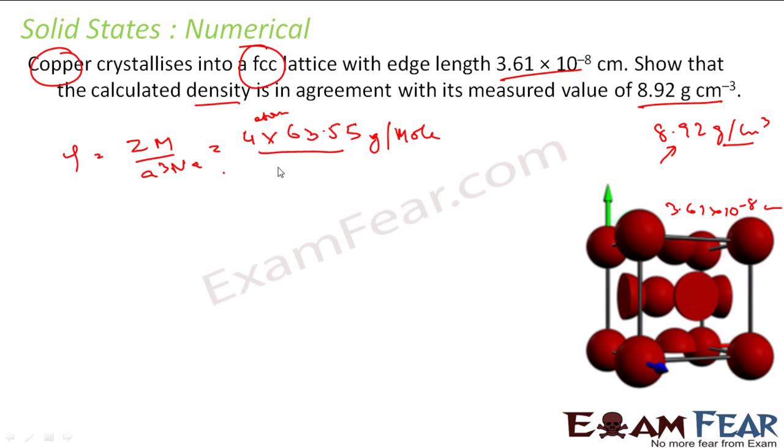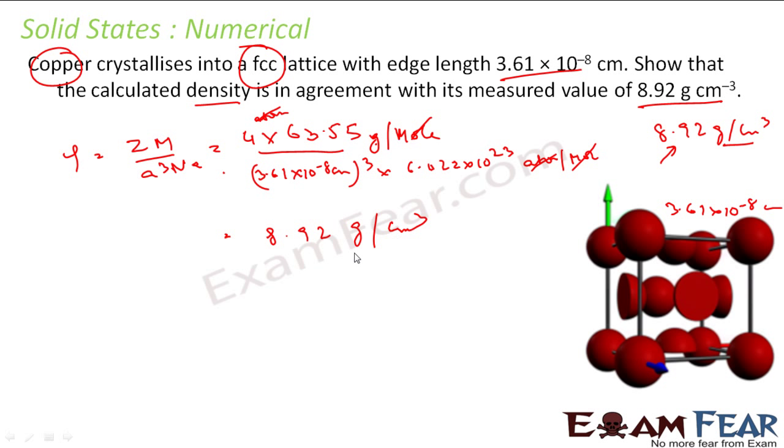a^3 is given: 3.61 × 10^-8 centimeter whole cube. N_A is what? N_A is 6.022 × 10^23 atoms per mole. This gets cancelled, atom gets cancelled. What you get is 8.92 and unit will be gram per centimeter cube. Correct?